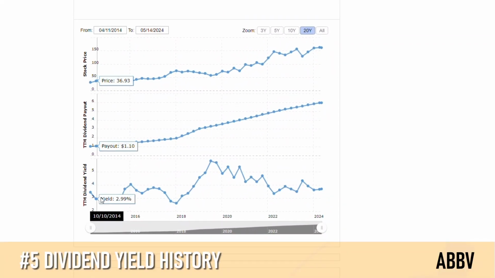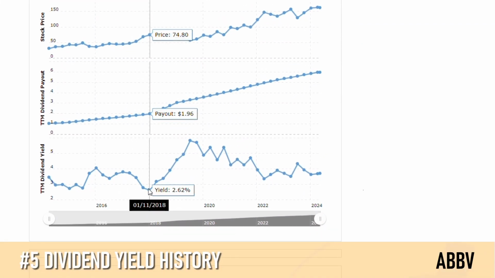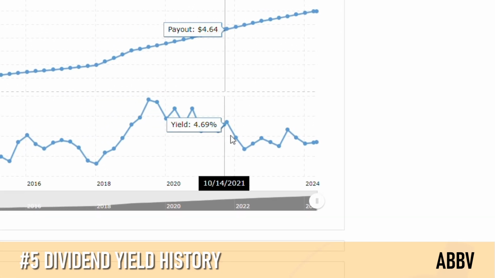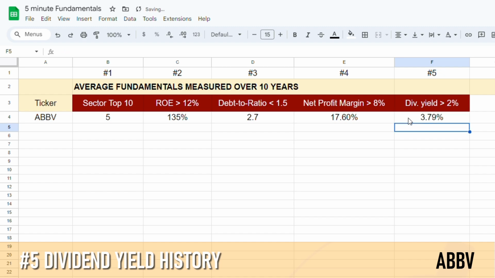Dividend yield history. Since I'm also interested in dividends in stocks, I track over a 10-year horizon if the average dividend yield stays above 2%. As you can see on the ABBV chart and by my calculation, the average dividend yield is 3.79%. This is a nice number and meets my requirement. Note that I don't care about the current share price. As Warren Buffett says, as long as I buy well, I don't care about the stock.